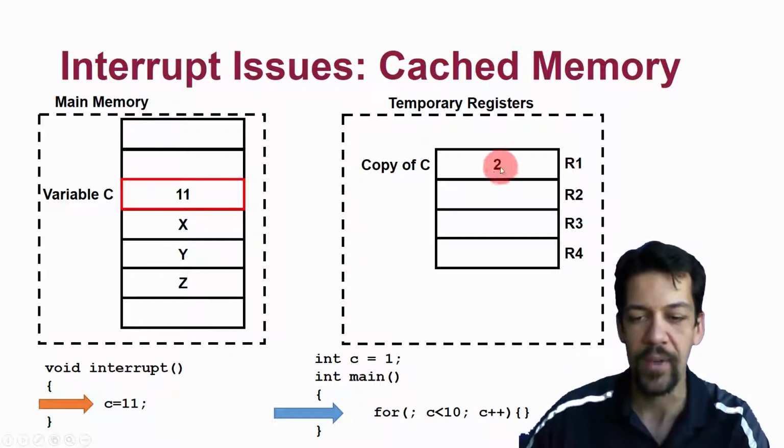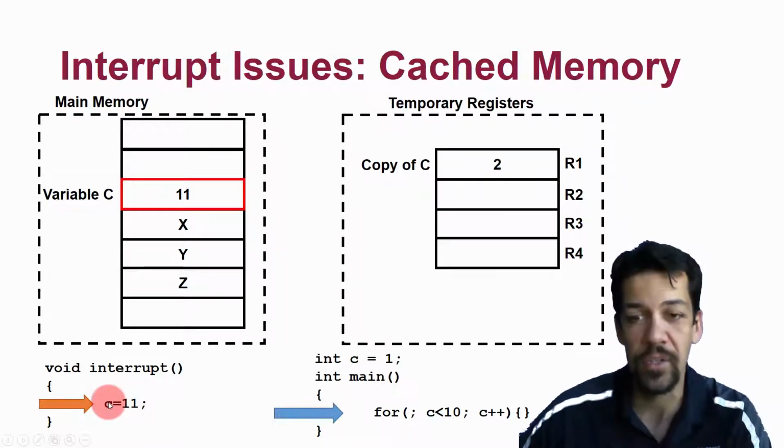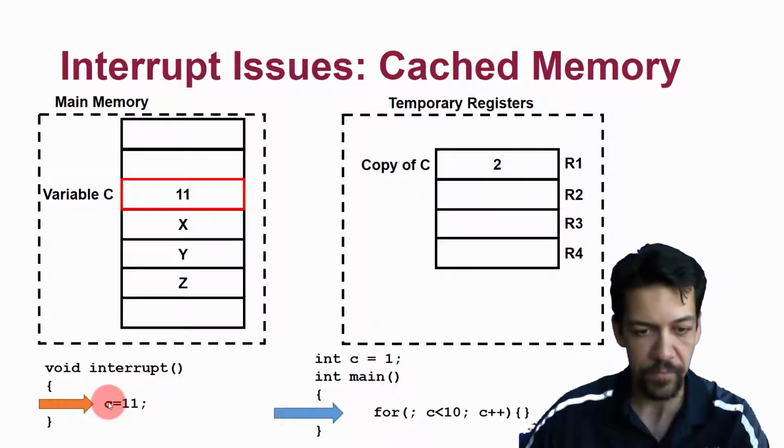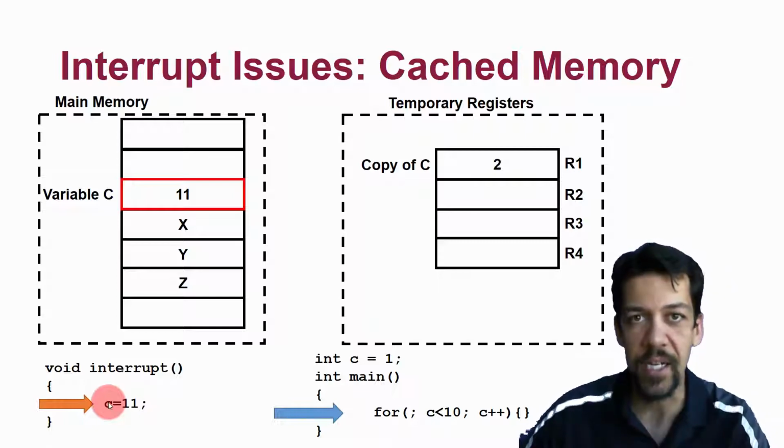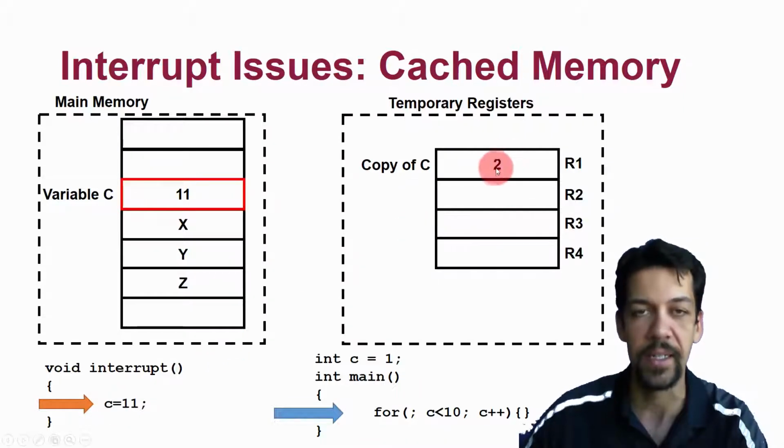So here we've got a copy of C, the current version of C, in the temporary registers, and interrupts always operate on main memory, right? Well, actually, it might use a temporary register, but it's not going to overwrite the one that's already in the temporary register. We're going to try to avoid that. So the change for the interrupt is reflected in main memory, but it's not reflected in the temporary register.